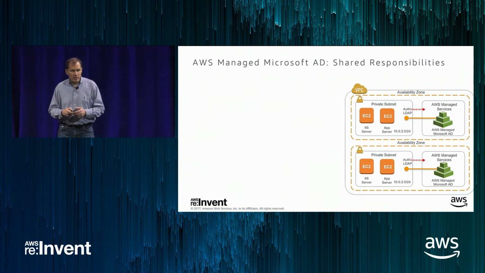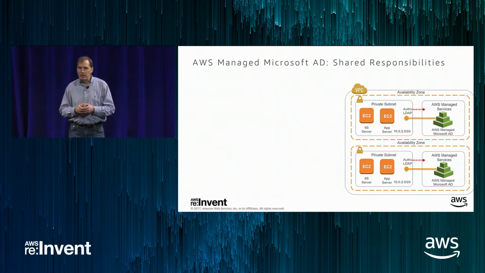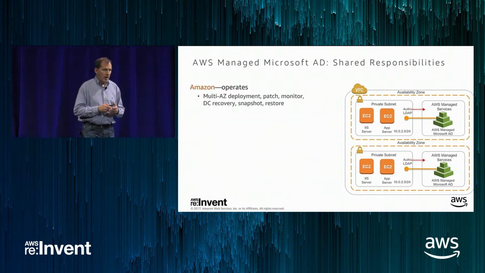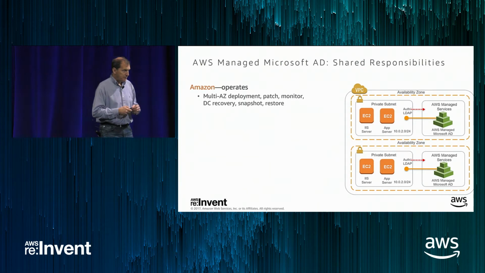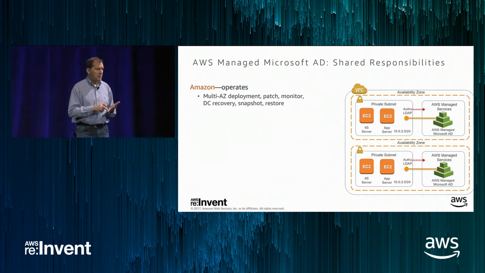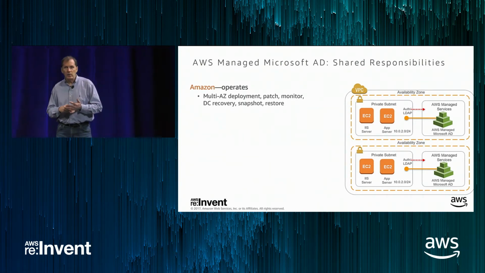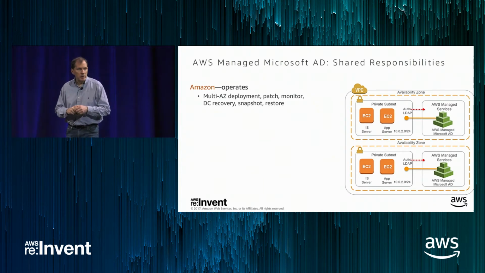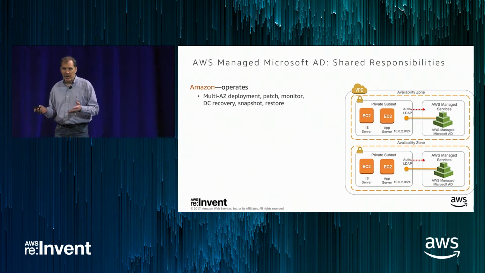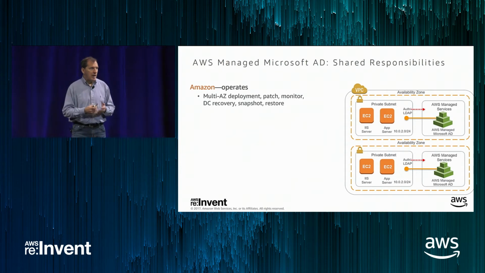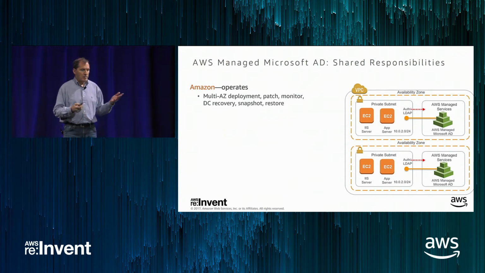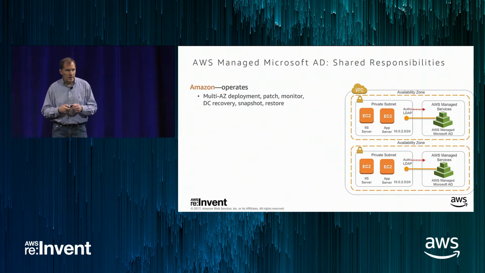Now, it has a shared administrative responsibility model where Amazon operates the directory. That means we do the multiple availability zone deployment, we do the patching, we do the monitoring, we do the domain controller recovery if something happens to the domain controllers, and we do snapshots on a daily basis, and you can also do restores from there. So we manage all that part of it for you.